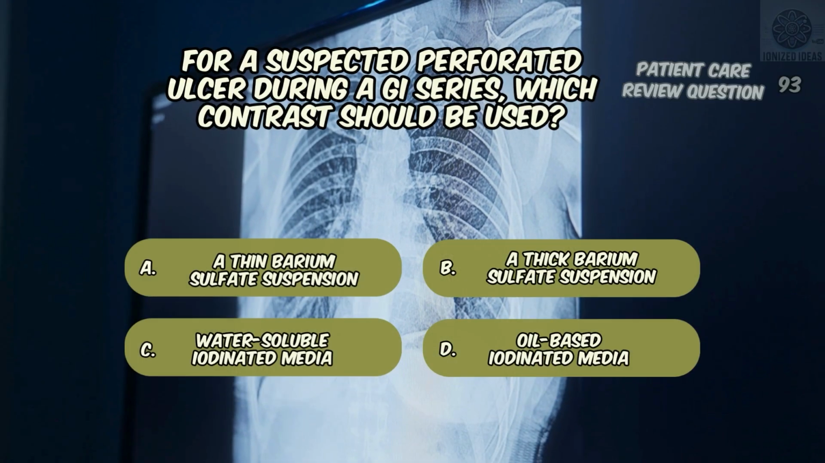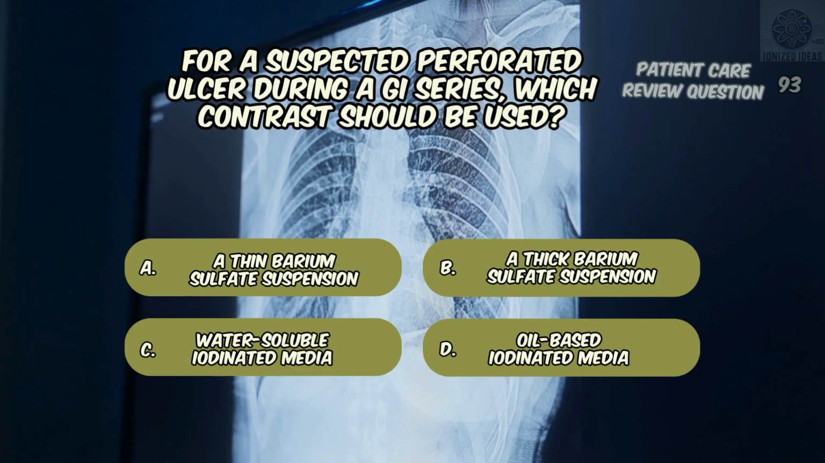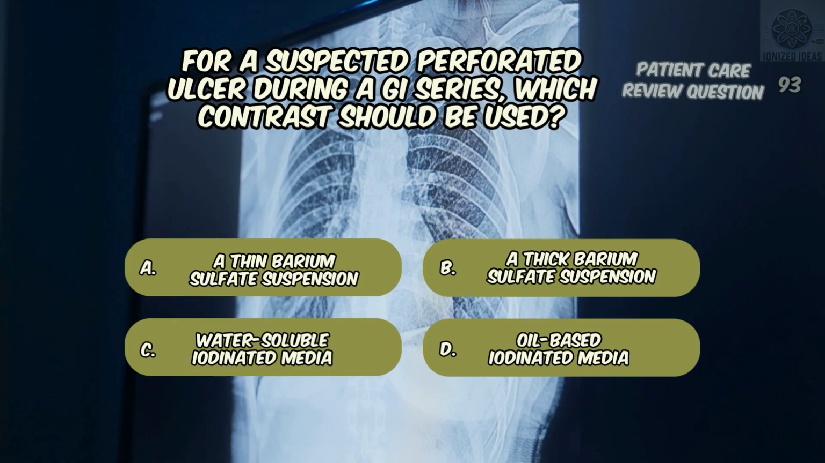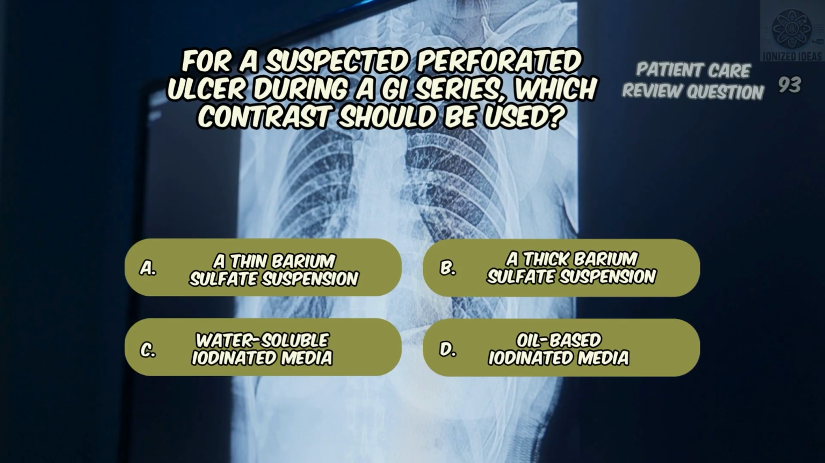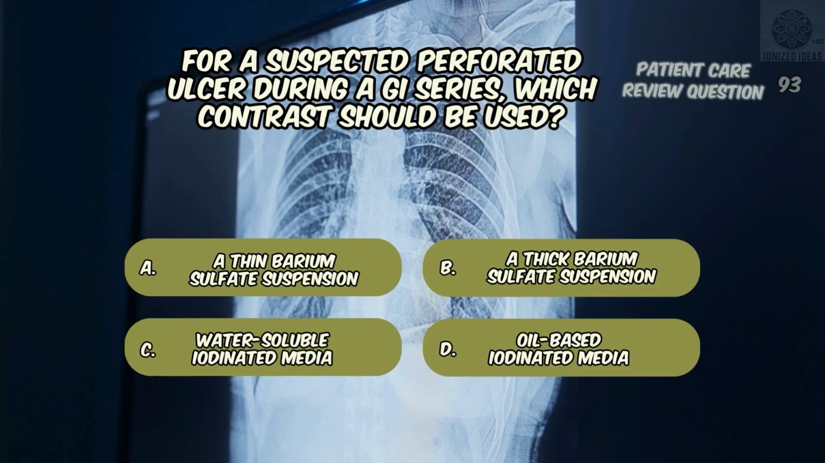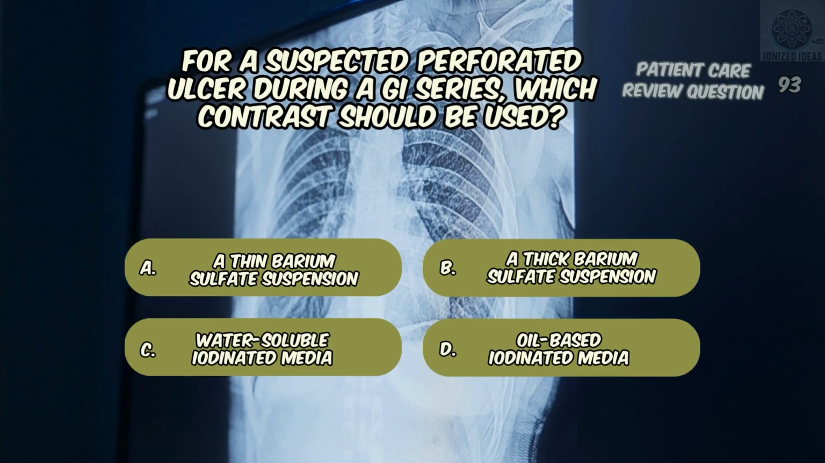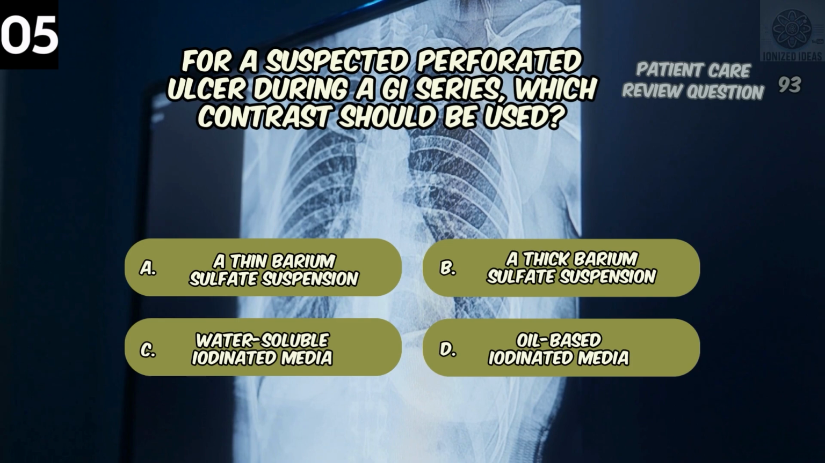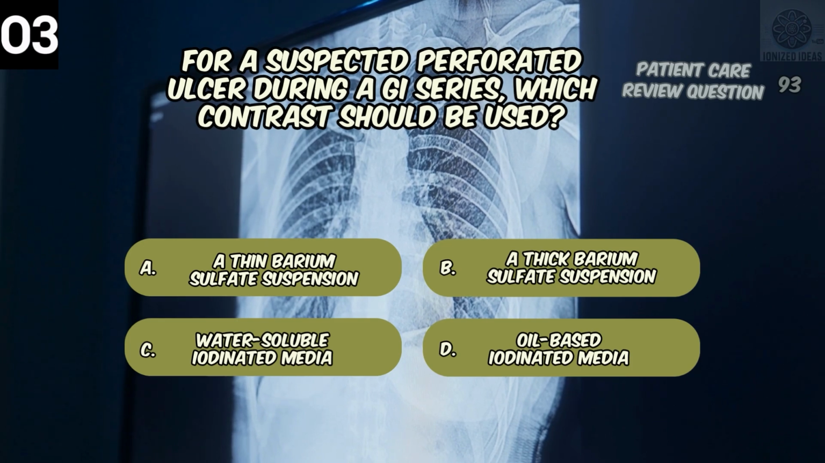For a suspected perforated ulcer during a GI series, which contrast should be used? A. A thin barium sulfate suspension. B. A thick barium sulfate suspension. C. Water-soluble iodinated media. D. Oil-based iodinated media.